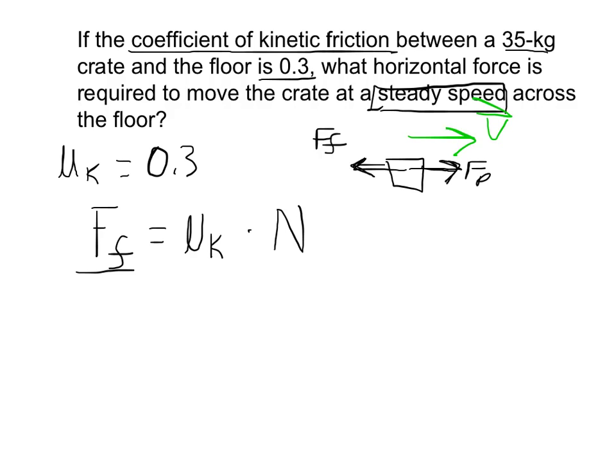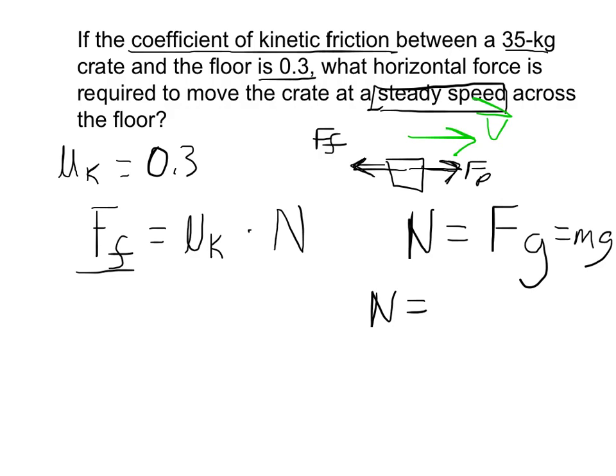Okay, Ff equals mu k times N. Finding the normal force is the same as before. We know that the normal force will be equal to the object's weight. If you're confused about how I concluded that, look back at the last example. So Fg is m times g, so our normal force is the weight of this object, which is 35 kilograms times 10 newtons per kilogram because we're on Earth. Normal force is 350 newtons.